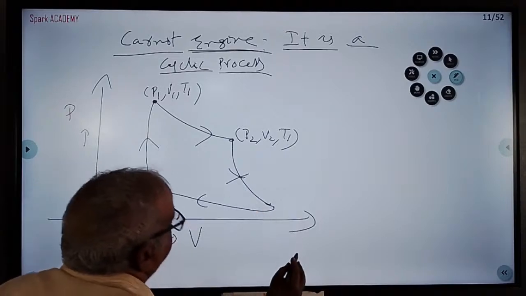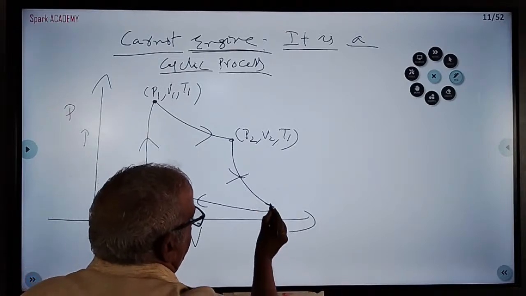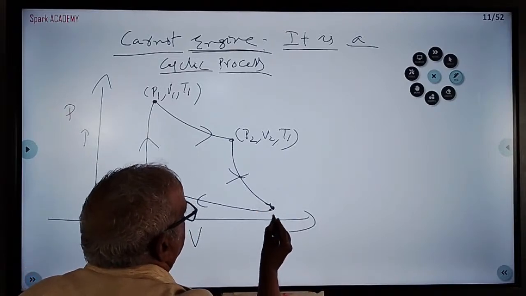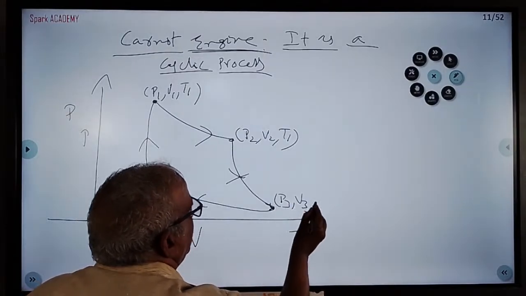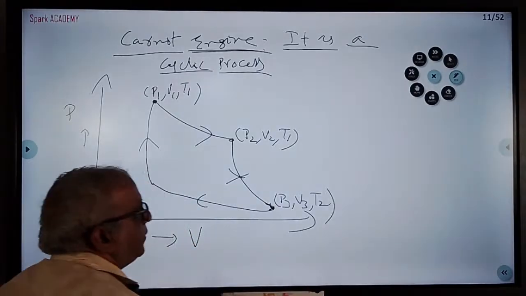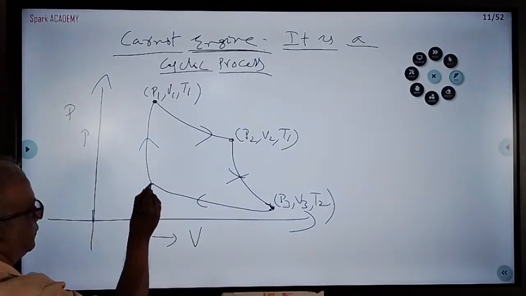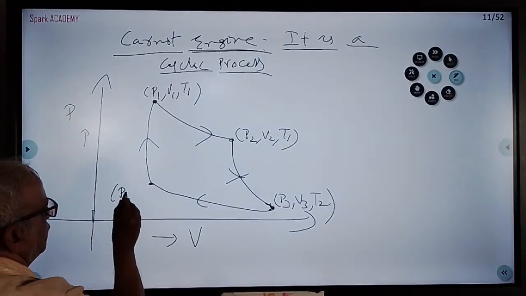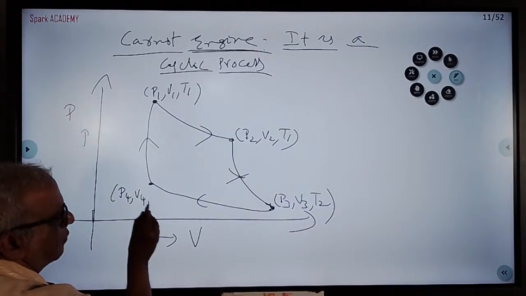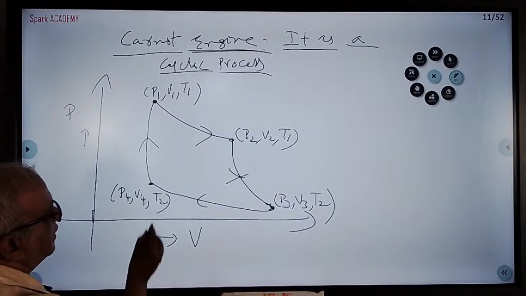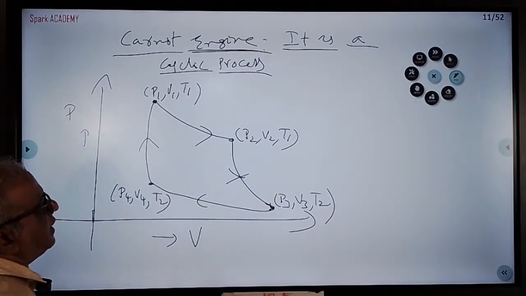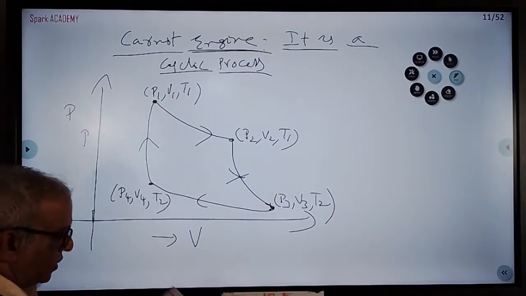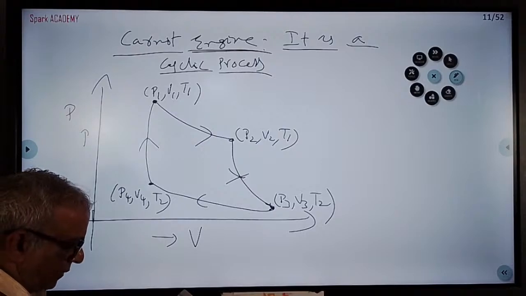This is adiabatic. Now here P3, V3, T2, and here it will become P4, V4, T2. This is isothermal once again. Finally P4, V4, T2 to P1, V1, T2. This is called cyclic. Wherever it starts, it comes back to the same point.